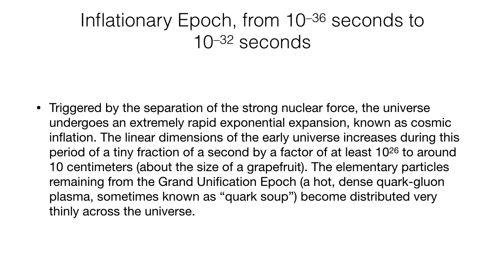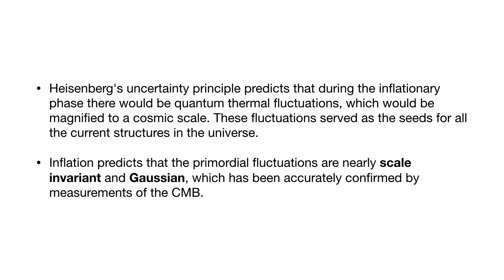At this stage, the universe was expanding very, very fast, a very fast exponential expansion. We know that it expanded by a factor of 10 to the power 26, from a very tiny universe into a universe of about 10 centimeters. During this period, several things happened. First of all, using Heisenberg's uncertainty principle, we know that there will be certain quantum thermal fluctuations.